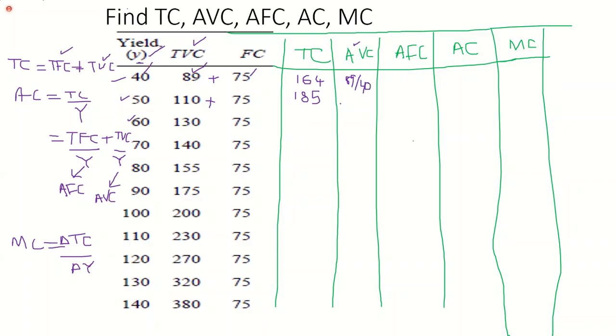Right? And this one would be 110 over how much? Over what? 50, isn't it? Output at 50. This is 40. Right. Then the third column, average fixed cost. That's fixed cost per output. So that would be 75 over 40.